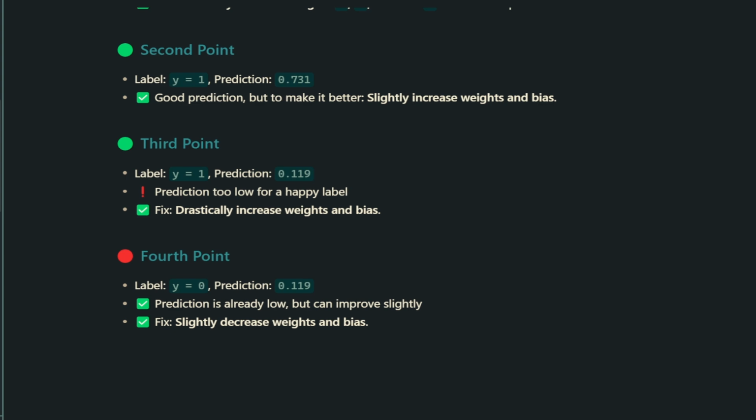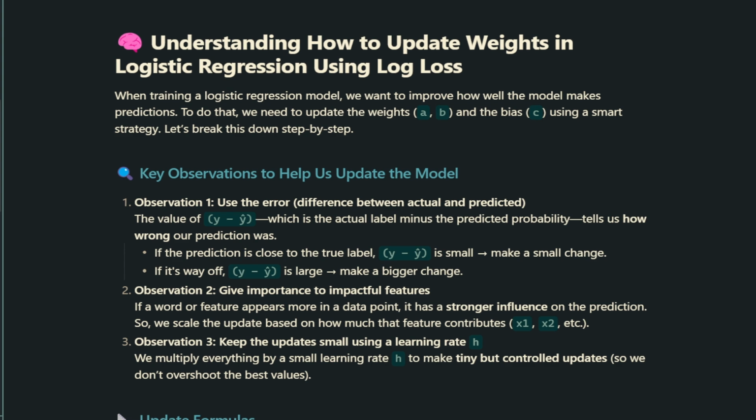Now let's get into the heart of logistic regression. How do we actually update the weights and bias using log loss? When we train a logistic regression model, the goal is simple. Make the predictions more accurate after each step. To do that, we adjust the weights A, B, and the bias C using a smart update strategy. Let's break this into 3 key observations.